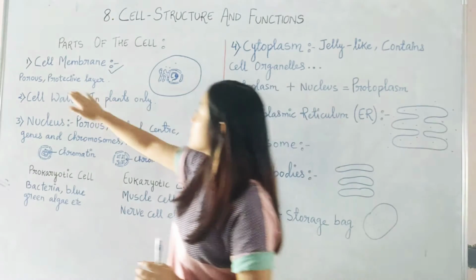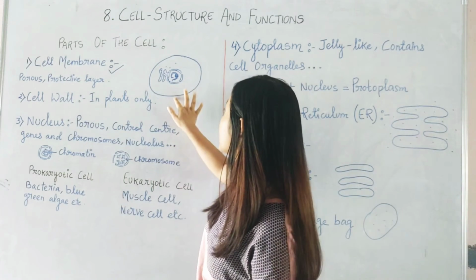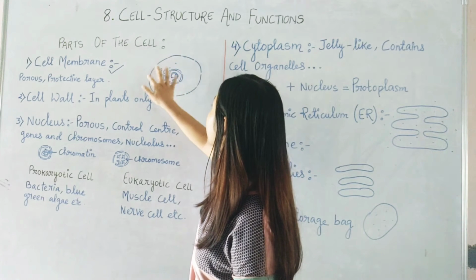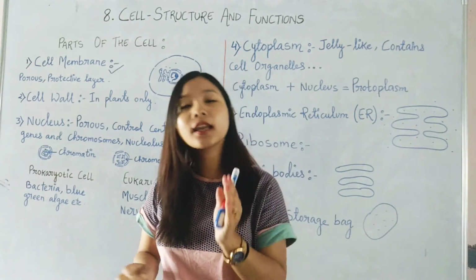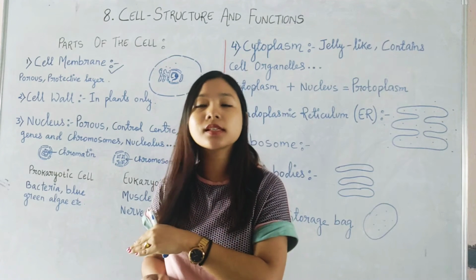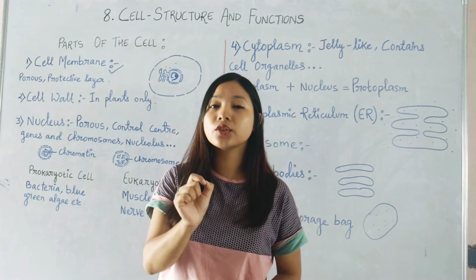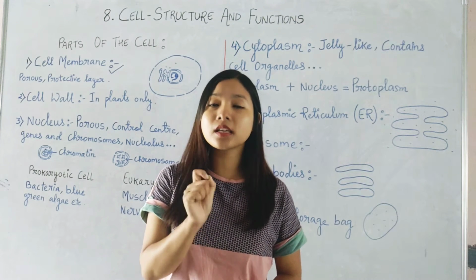One more thing is, it is porous in nature. The meaning of porous is it has some openings in it throughout the cell membrane through which certain materials or substances can enter the cell as well as exit the cell. Here you pay attention, not all the substances but certain substances.